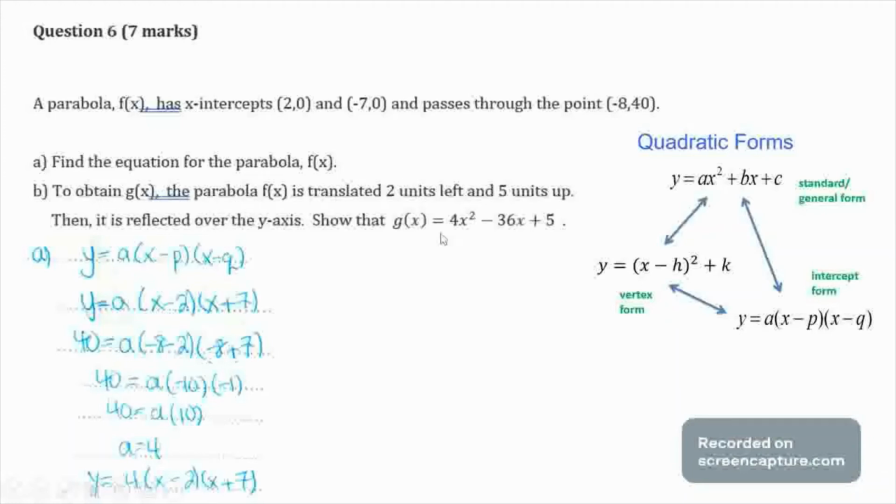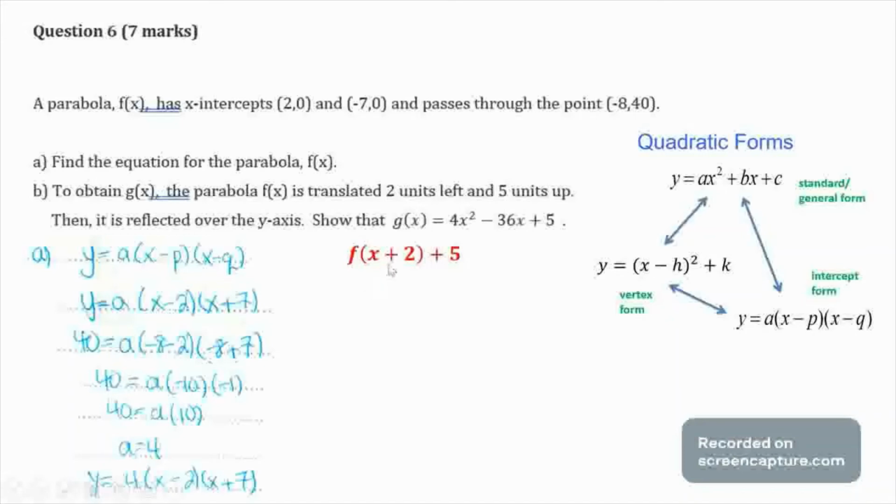In b, it says to obtain g of x, another parabola. So again, transformations is just never ending in this unit, right? In this test here, because we need to know transformations. So let's take a look at this. To get g of x, we take the f of x function, the one we have here. We translate it 2 units left, 5 units up. Okay, 2 units left, 5 units up.